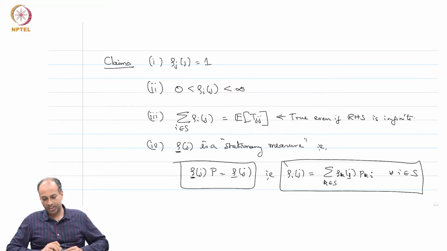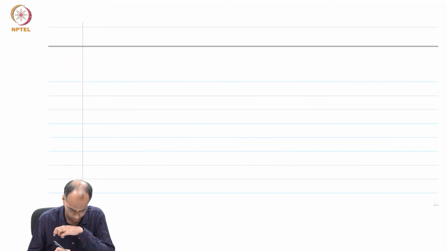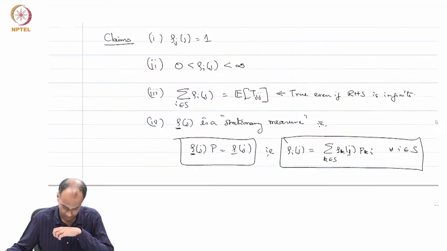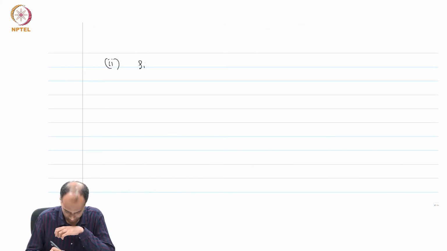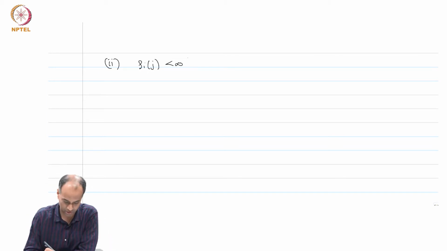So, let me try and indicate to you how these results are proved. Proof 3 is easy. Proof 1 is very easy. So, let me say 2. Two is saying that rho ij is finite. Rho ij is also strictly positive, which you can show later. Rho ij is finite, and that can be argued as follows.